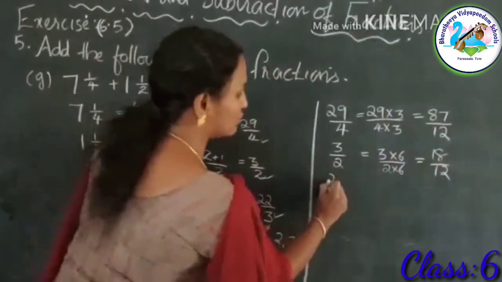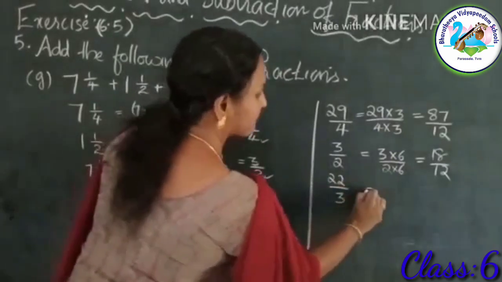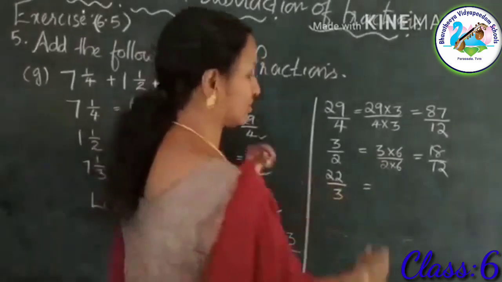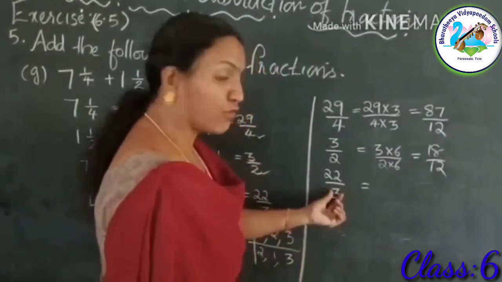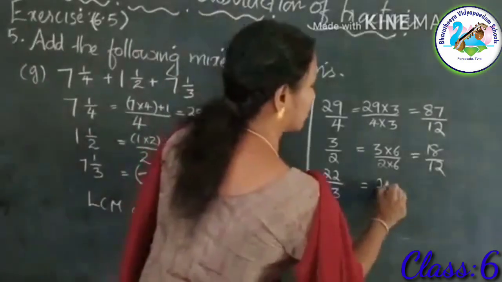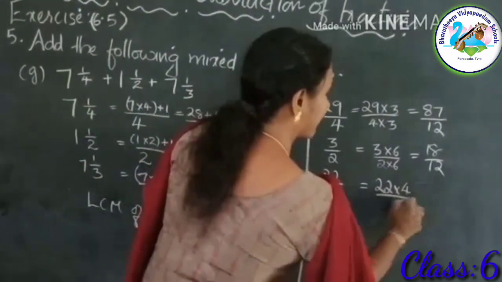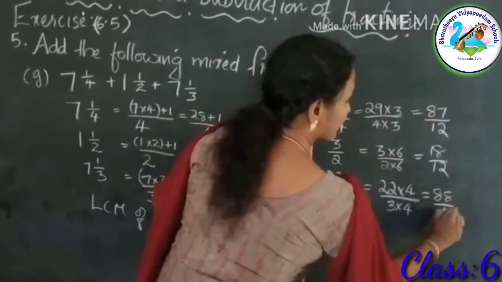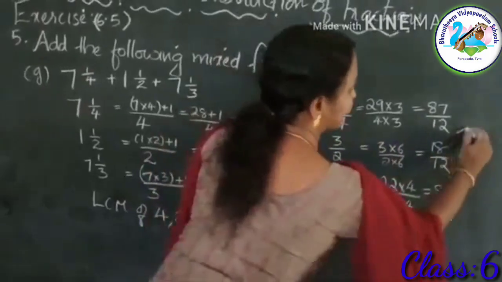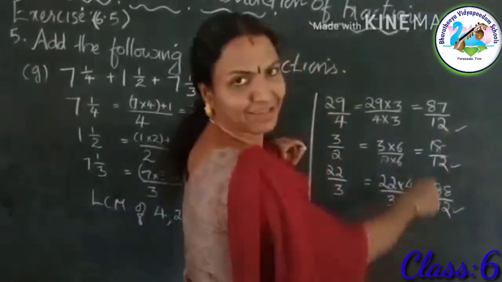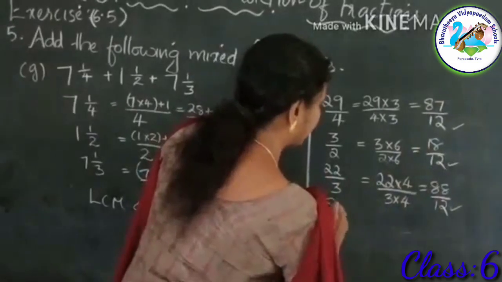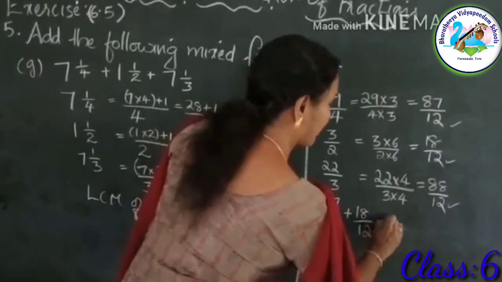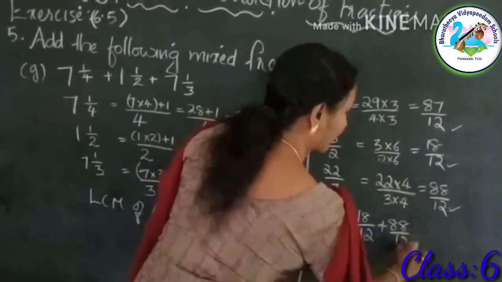The last fraction 22 by 3. So here the denominator is 3. So multiply 3 with 4, we get 12. So 22 into 4 divided by 3 into 4 is equal to 88 by 12. Here the denominators are same. So these are all like fractions. Then add. 87 by 12 plus 18 by 12 plus 88 by 12.